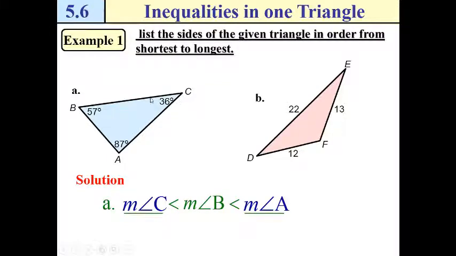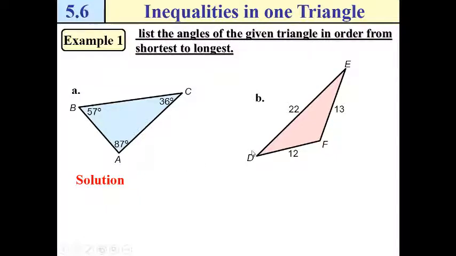Here, the smallest side is opposite to the smallest angle. Then side AB is the first one. After that, side AC, because this is the middle one, opposite to the middle angle, 57. And the last one, the largest one, is BC, because it is opposite to the largest angle, angle A, 87 degrees.